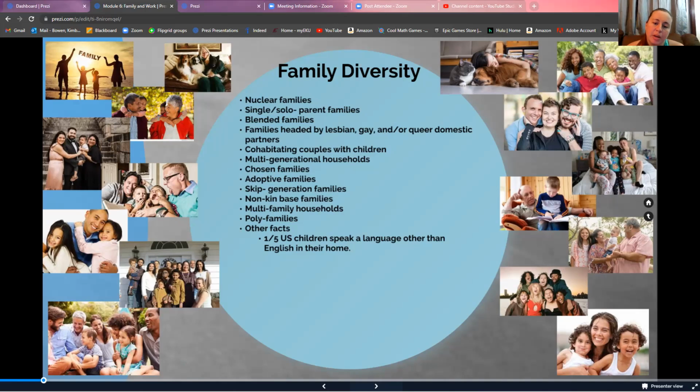Families headed by lesbian, gay or queer domestic partners. And this can be a wide range of different identity-based romantic partnerships. But they can also have children, or sometimes they don't. They can be multiple adult individuals if they are poly or in those kinds of relationships. You have cohabitating couples with children, who are generally in a relationship and or are actively staying in a similar living situation in order to raise children together.